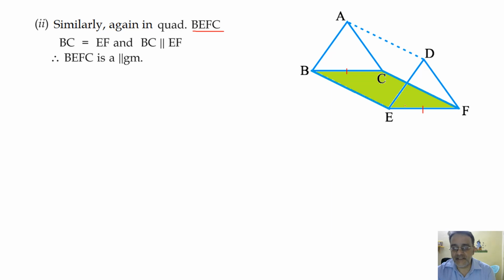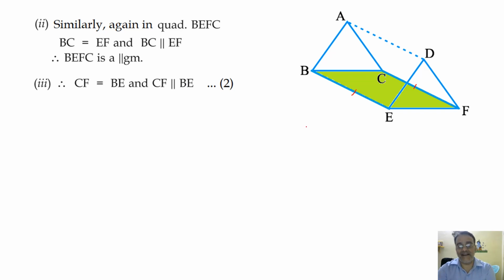So if this is a parallelogram, CF is equal to BE and CF is parallel to BE. Why? Opposite sides of a parallelogram are equal and parallel. Right. Let it be equation number 2.